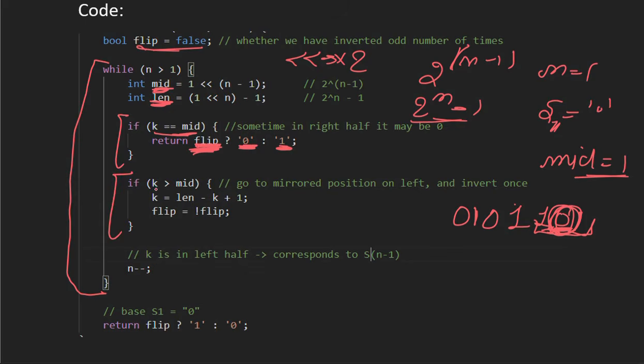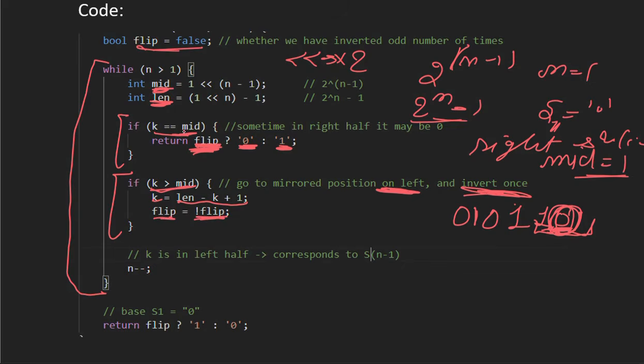The second case is if k is greater than mid. That means we have to go to the mirrored position of k on the left part, and we have to invert the bit once, because the right part is the reverse of the invert. So our new k is equal to length minus k plus 1, and we set the flip bit as the negation of the previous bit. So if the previous flip bit is false, now it will become true, and if it was true, it will become false.